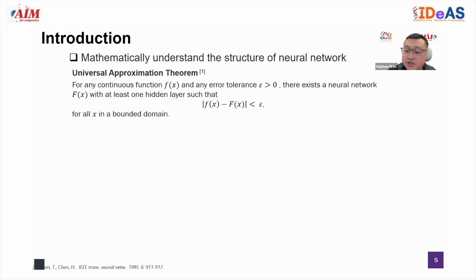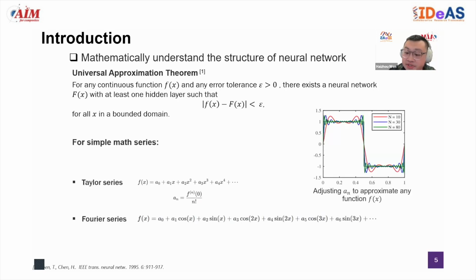The universal approximation theorem tells us that for any continuous function like small f of x and any error tolerance epsilon larger than zero, there should exist a neural network like big F of x with at least one hidden layer such that the gap between the two functions is within the range of the small error. So there is always a big F of x that approximates the function f of x.